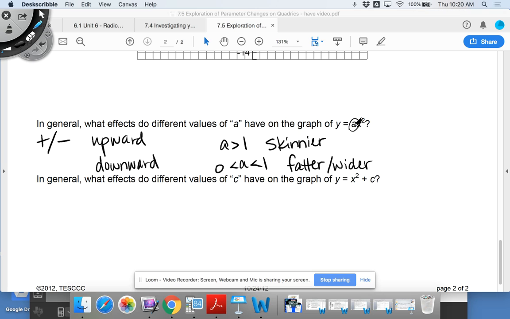Okay, so then that A value, the number in front, affects that. The C value that we just did affects whether it moves up or down. So C moves the parabola up or down. So it is going to affect the y-intercept.